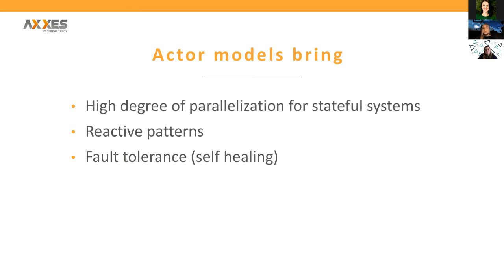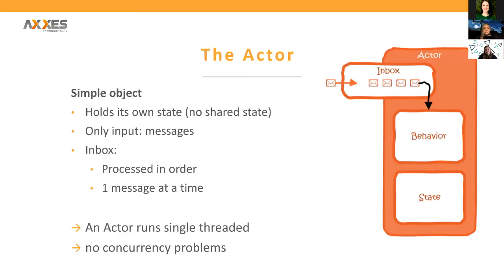Let me quickly tell you what an actor looks like. An actor is like a simple class. There's actor frameworks on a lot of different programming languages, so this probably holds true for most of them. An actor is a very simple class, and it has a method to process messages. And these messages are held in an inbox. And it just processes them first in, first out, one at a time.